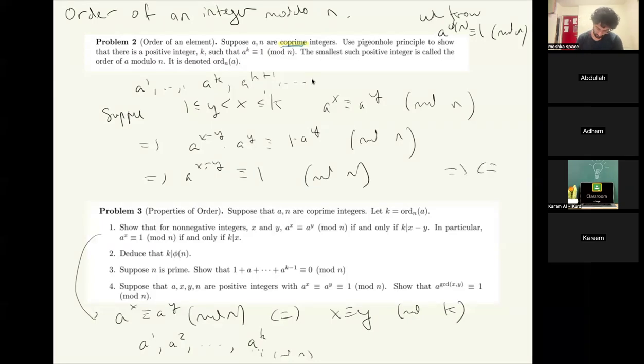It's a contradiction because x minus y is less than k, and more than 0. And then we get a contradiction with the minimality. At least, can you guys still hear me? Yeah. Okay, good.